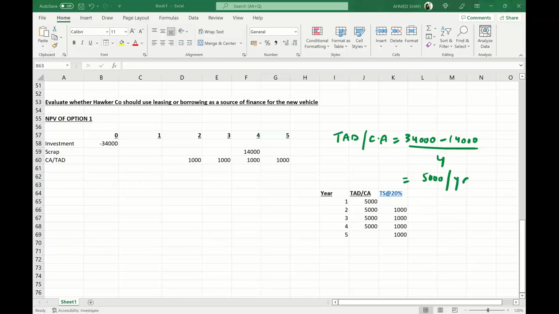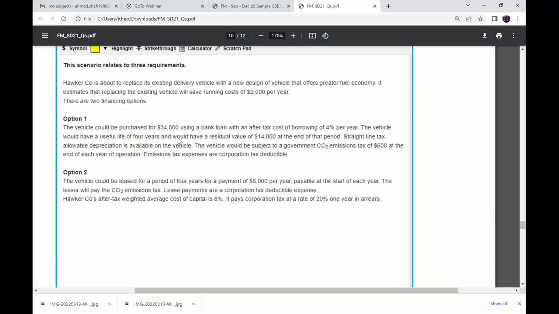What are the other cash flows? Investment 34,000, life of 4 years, scrap value 14,000 inflow. Tax allowable depreciation is 5,000 each year, which reduces profit, so gives a tax benefit of 1,000 in arrears. The vehicle would be subject to a government CO2 emission tax of 600 at the end of each year.